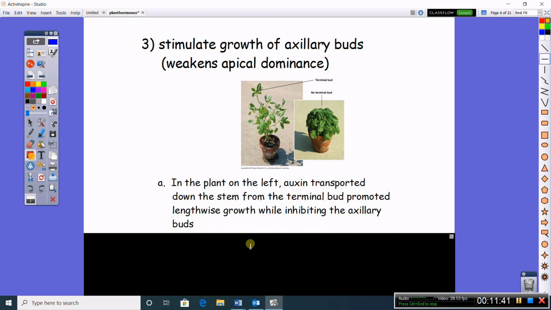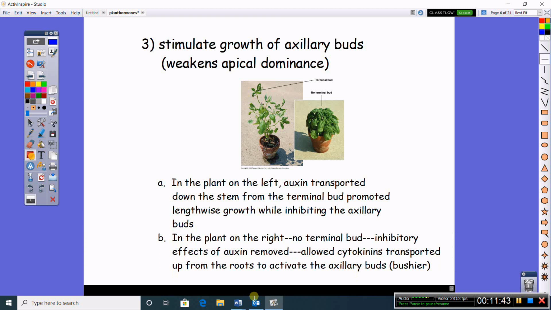Okay, so you have this little picture in the lower right-hand corner of your sheet. So in the plant on the left, auxin being transported down the stem from the terminal bud or the apical bud promoted lengthwise growth, meaning allowing the plant to get taller, while inhibiting the axillary buds. In the plant on the right, that apical bud's been cut off, so the inhibitory effects of auxin have been removed, which allowed cytokinins to be transported up from the roots to activate the axillary buds, which would allow the plant to grow fuller.